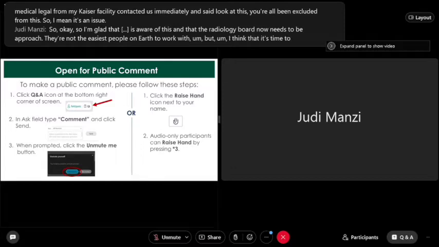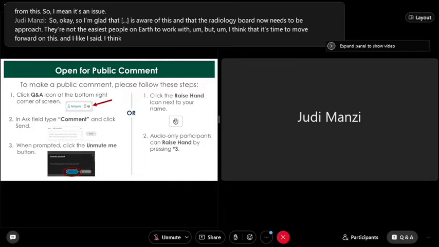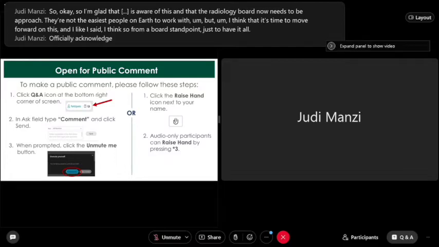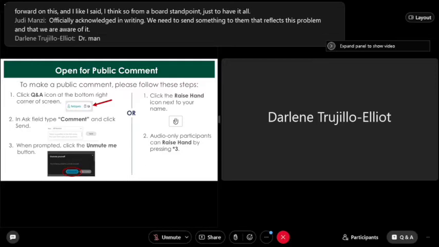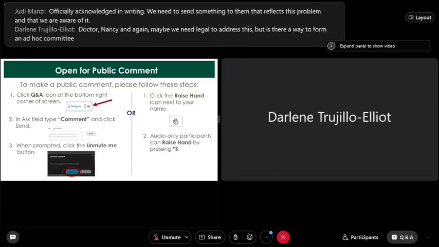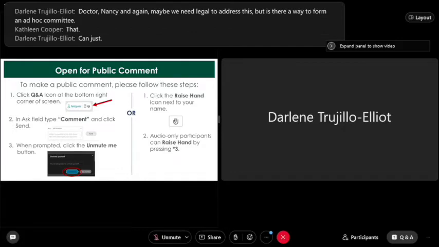And like I said, I think from a board standpoint, just to have it all officially acknowledged in writing, we need to send something to them that reflects this problem and that we're aware of it. And Dr. Manzi, and again, maybe we need legal to address this, but is there a way to form an ad hoc committee that can just specifically deal with this issue since it is very time sensitive?